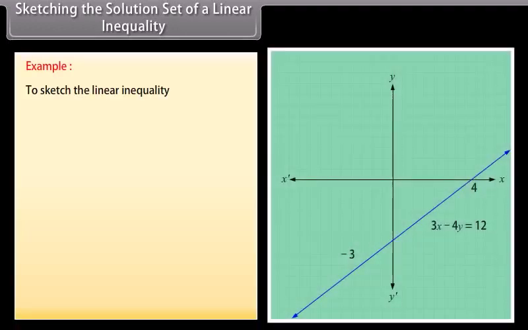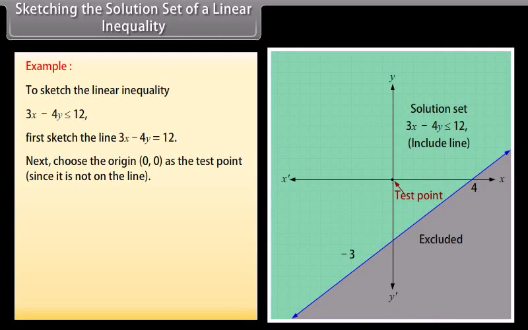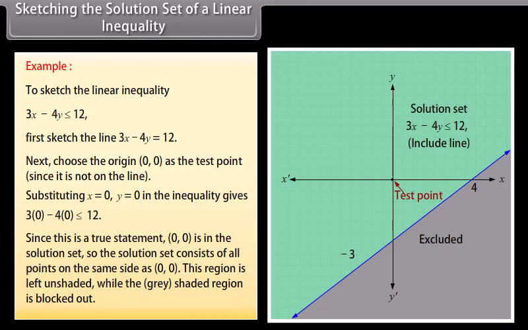Example. To sketch the linear inequality 3x minus 4y is smaller than or equal to 12, first sketch the line 3x minus 4y equals 12. Next, choose the origin (0, 0) as the test point since it is not on the line. Substituting x as 0, y as 0 in the inequality gives 3(0) minus 4(0) is smaller than or equal to 12. Since this is a true statement, (0, 0) is in the solution set, so the solution set consists of all points on the same side as (0, 0). This region is left unshaded, while the grey shaded region is blocked out.